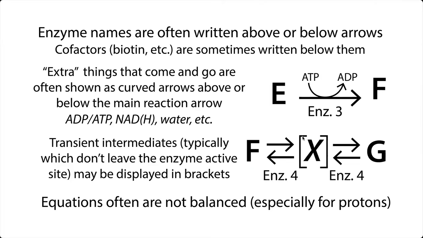You might also see sometimes transient intermediates, and these are not reaction intermediates like we talked about with enzyme reactions. Instead, these are going to be actual molecules, actual kind of temporary intermediates. They're so temporary that they don't leave the site of the enzyme, and so sometimes you'll see those indicated in brackets. Also, the equations are often not balanced, especially for those protons.